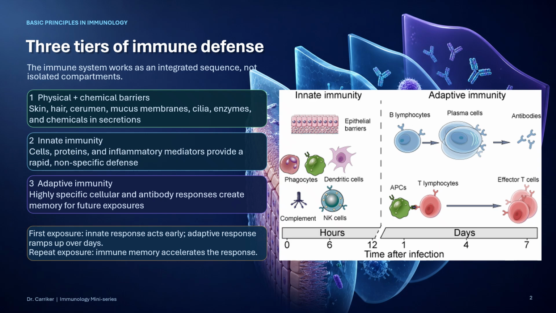This is where we consider the collection of tiers to help us better understand what a first exposure would look like versus a repeat exposure, where the immune memory now accelerates the response. And that's how we're going to refer to adaptive immunity.